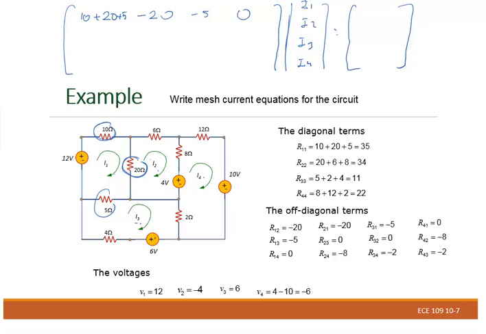When you write second equation, second mesh right there, first one, between I1 and I2, we have negative 20. And you're gonna have here 20 plus 6 plus 8. Okay, I1 and I3, we have nothing, 0 here. And I1 and I, we have negative 8 right there.